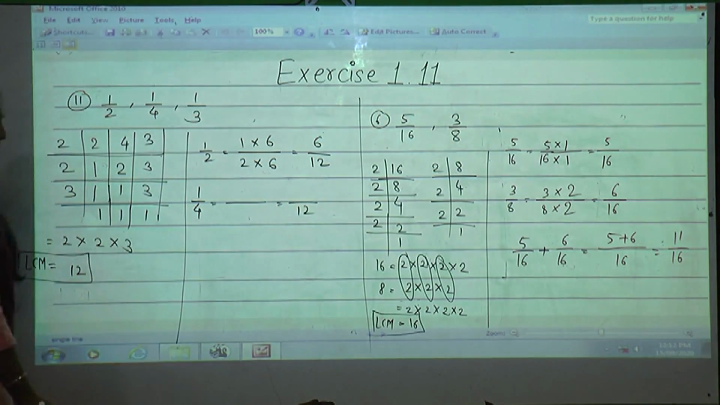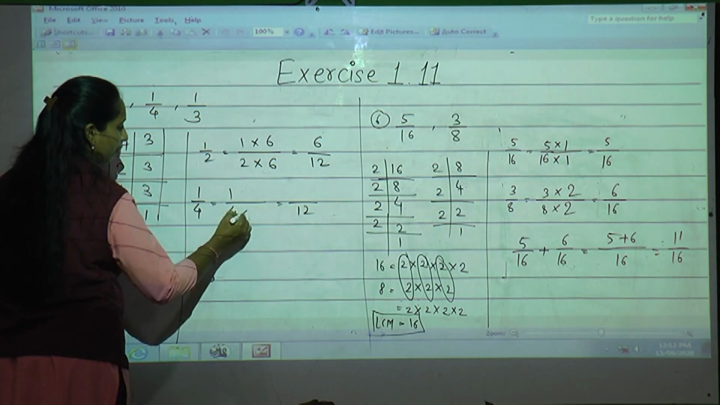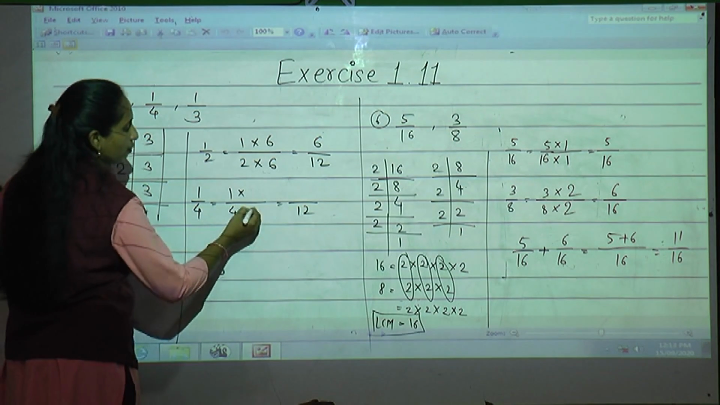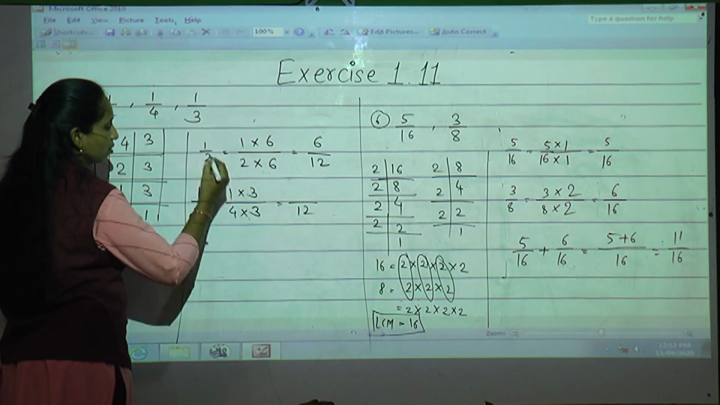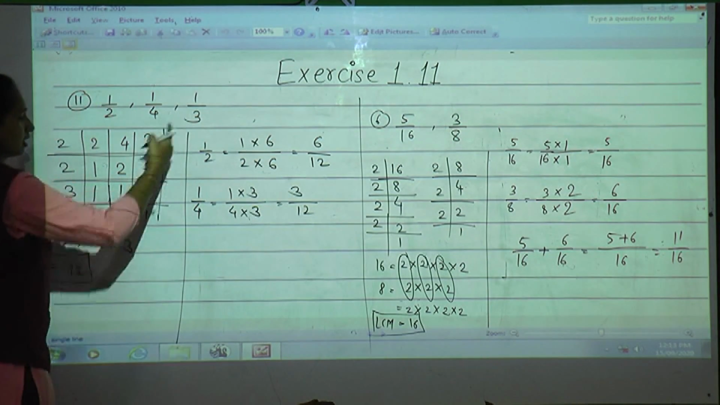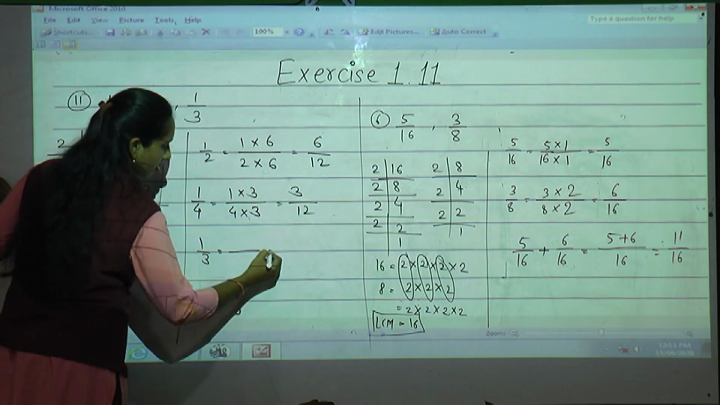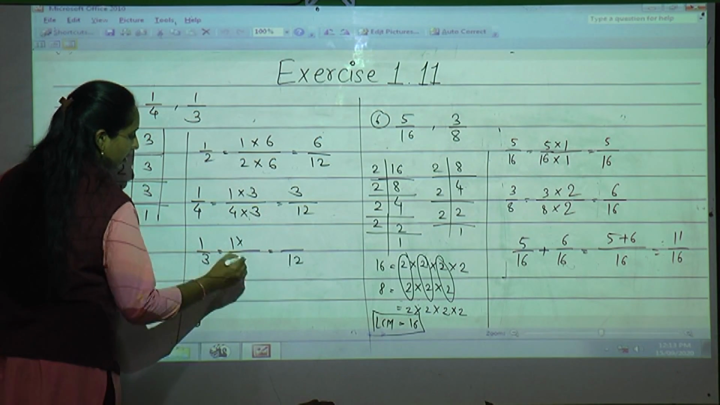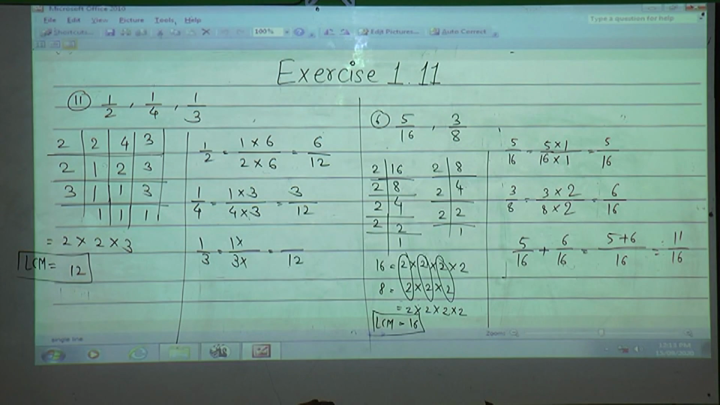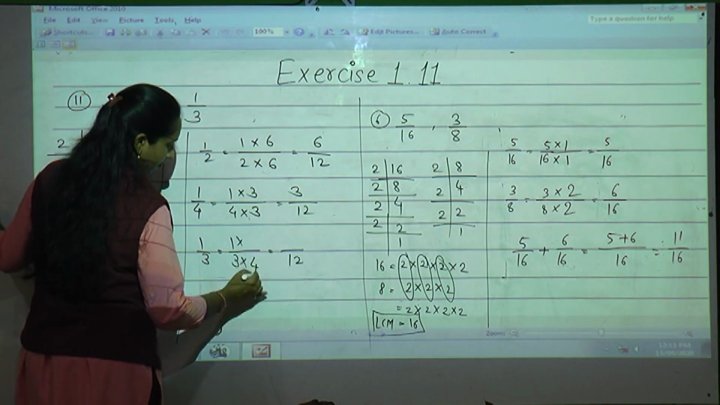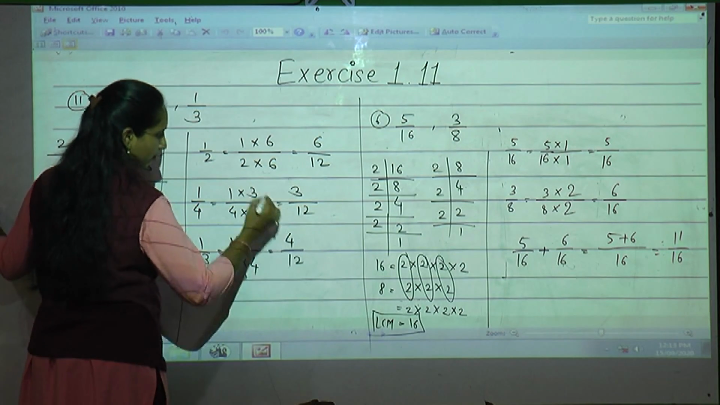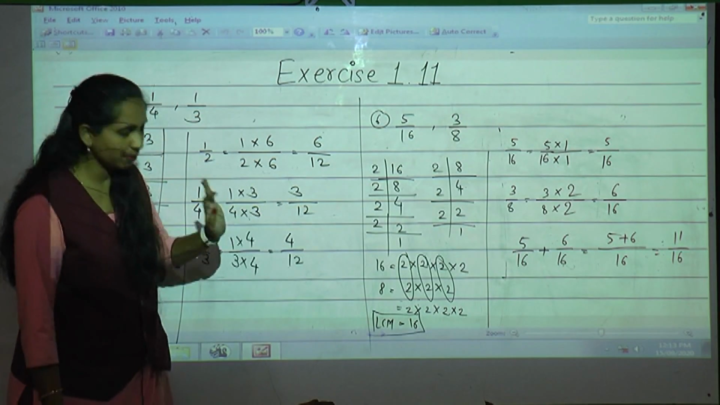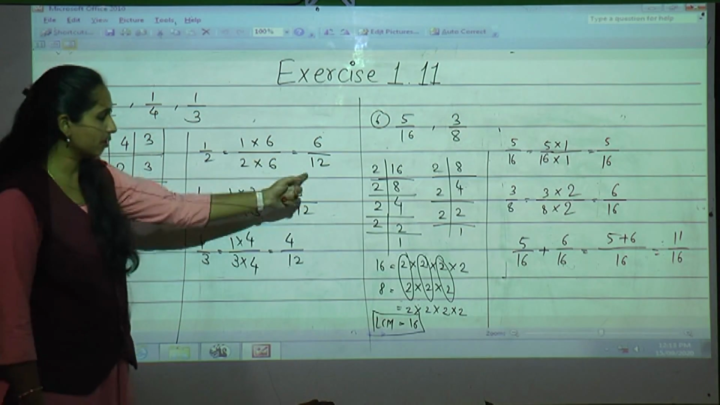Now next number 1 upon 4. What should come in the place of denominator? 12. So write here 1 upon 4 multiplied by... 4 what's are 12? Yes, 4 3s are 12, isn't it? So write 3 here also. 1 3s are 3. Now next 1 upon 3. Here should come 12. Now 1 multiplied by 3 multiplied by... Now 3 what's are 12? Yes, 3 4s are 12. Here also 4, 1 4s are 4. Now see, we got the fractions 6 upon 12, 3 upon 12 and 4 upon 12. Now denominators are same, 12, 12, 12.